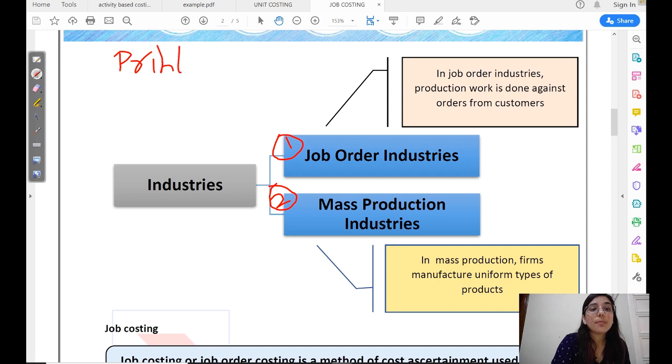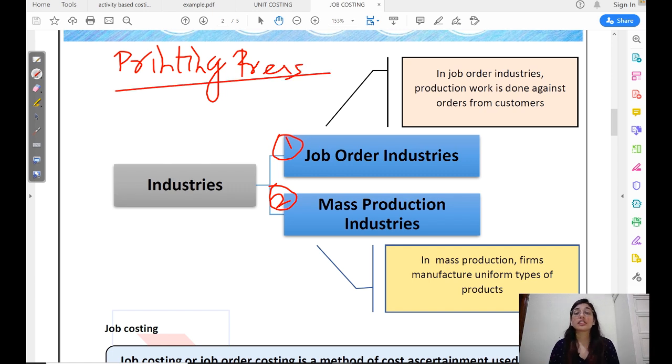So there is a printing press, and you went there and asked the person there, can you print 100 cards for me which have this design? So you specified the design which you want on those cards and you specified the quantity. So that person said, yes, I will do it for you.